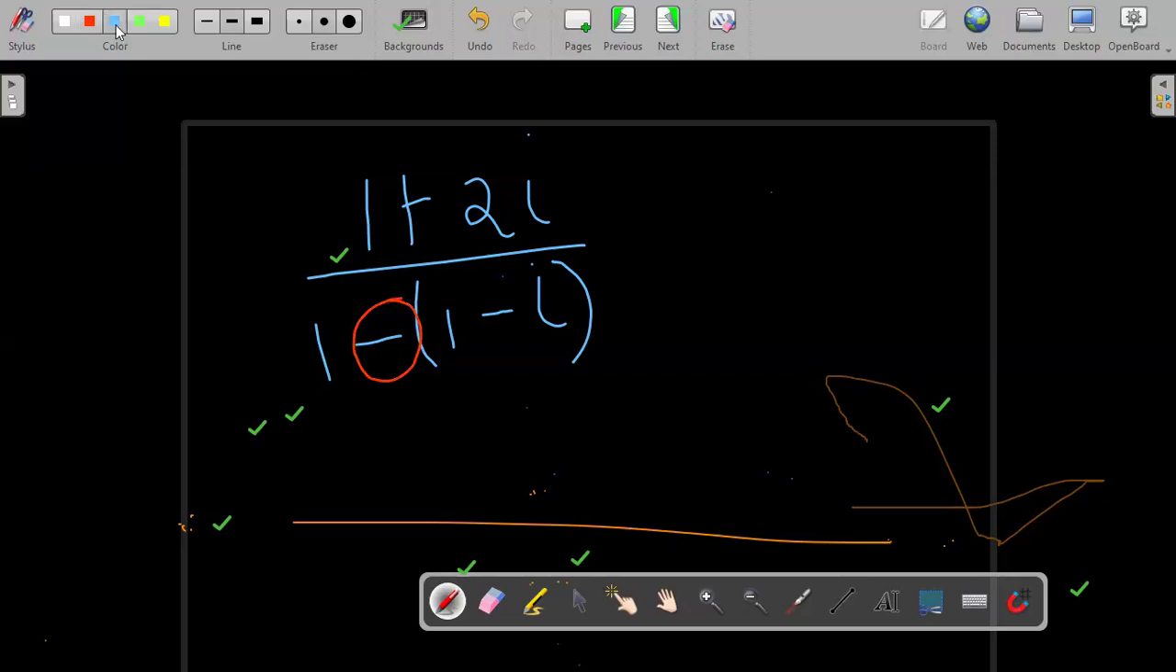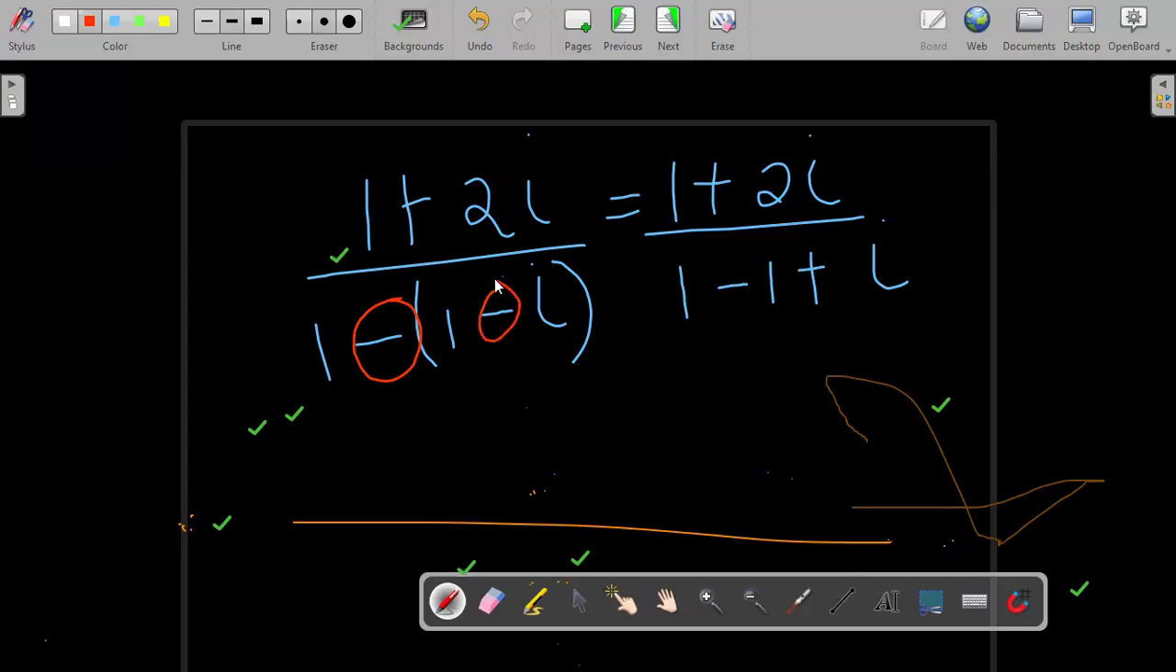If that happens, then I'm going to have 1 plus 2i over 1 minus 1 plus i, because minus will give me plus. So I will have 1 minus 1 plus i. So minus 1 plus 1 is 0. I'm just left with 1 plus 2i over i.